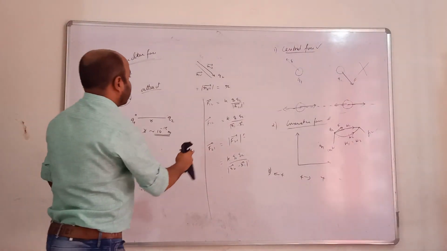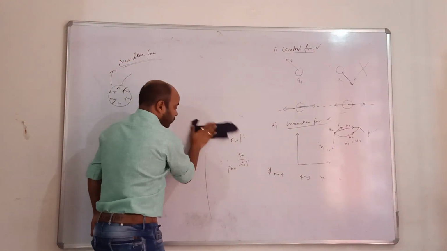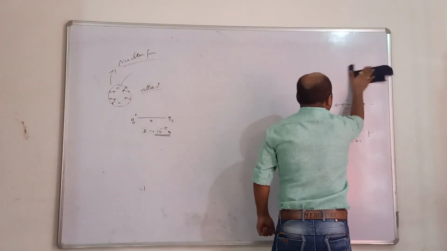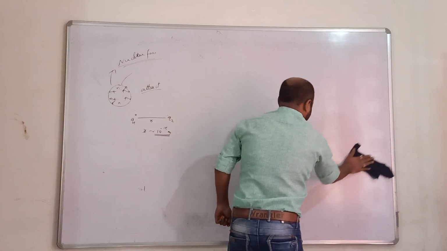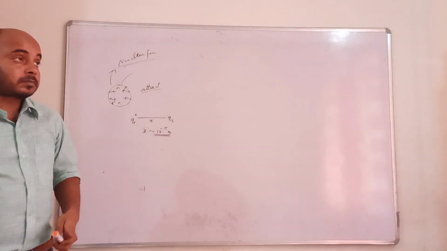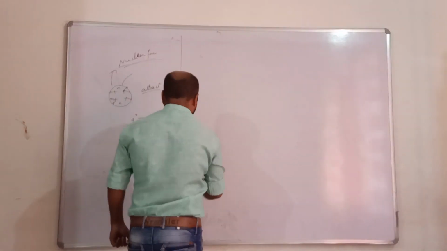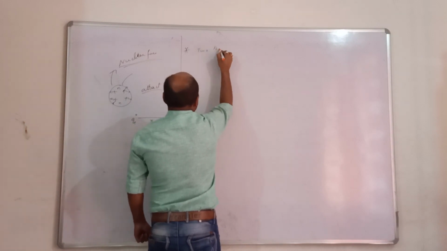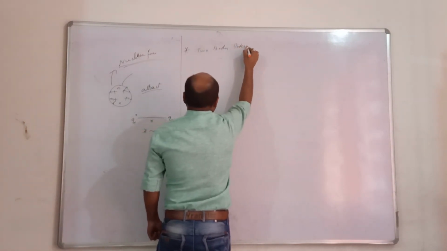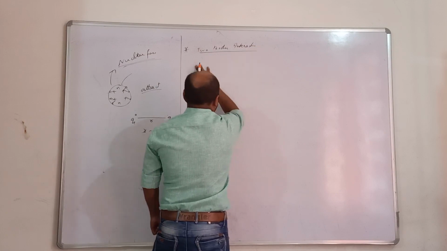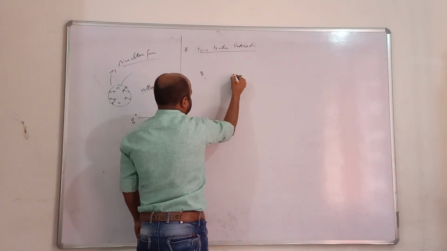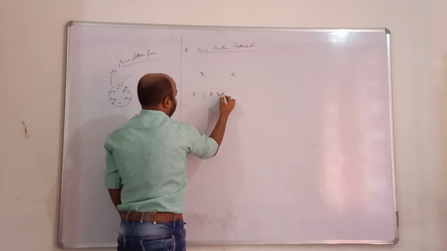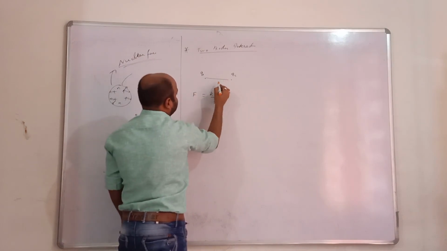Next, कूलम फोर्स जो है वो टू बॉडी इंटरैक्शन. व्हाट इज द मीनिंग ऑफ टू बॉडी इंटरैक्शन? टू बॉडी इंटरैक्शन क्या होता है? व्हाट इज दिस? फॉर एग्जाम्पल, वी हैव टू चार्जेस Q1 and Q2. Force between these two charges is what? K Q1 Q2 by R square.